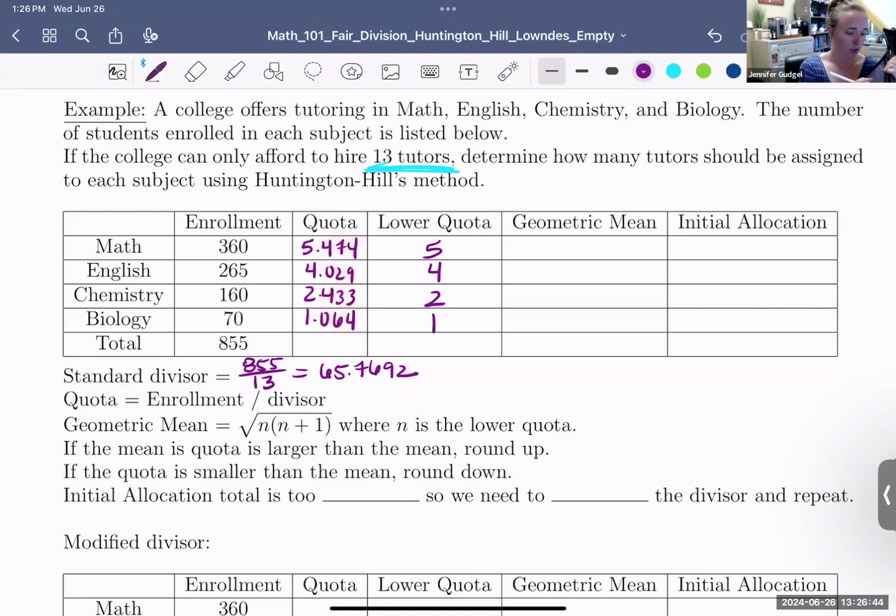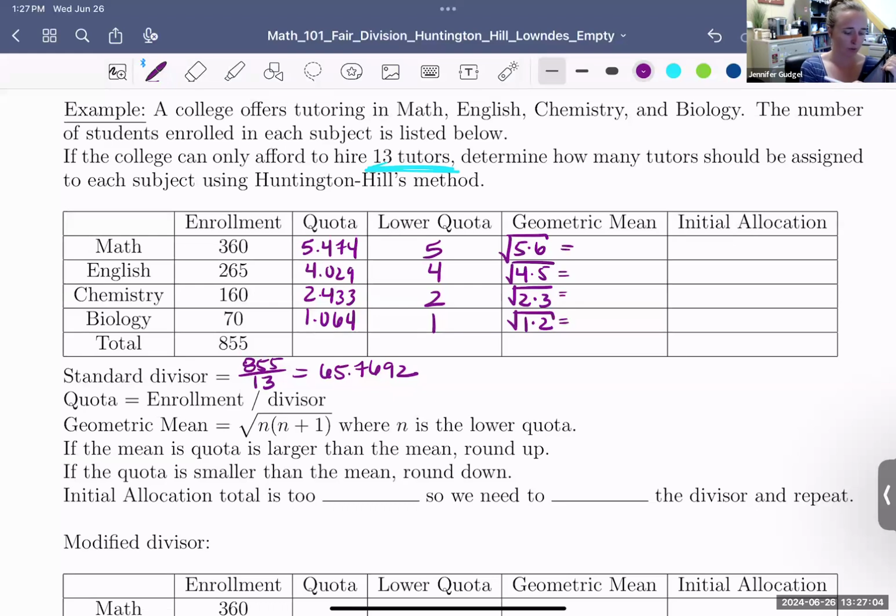And that gets us to our geometric mean, which is going to be the square root of 5 times 6. Because this is a 5, it's always that number and 1 above it. The square root of 4 times 5. The square root of 2 times 3. The square root of 1 times 2.